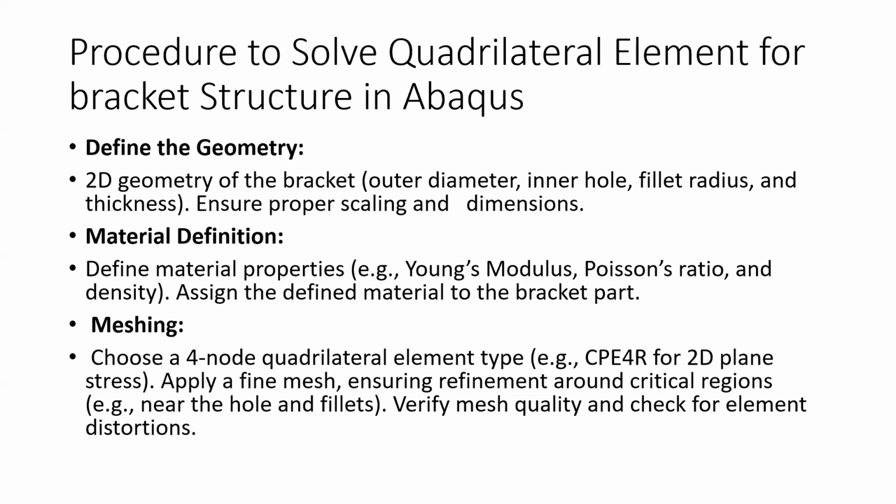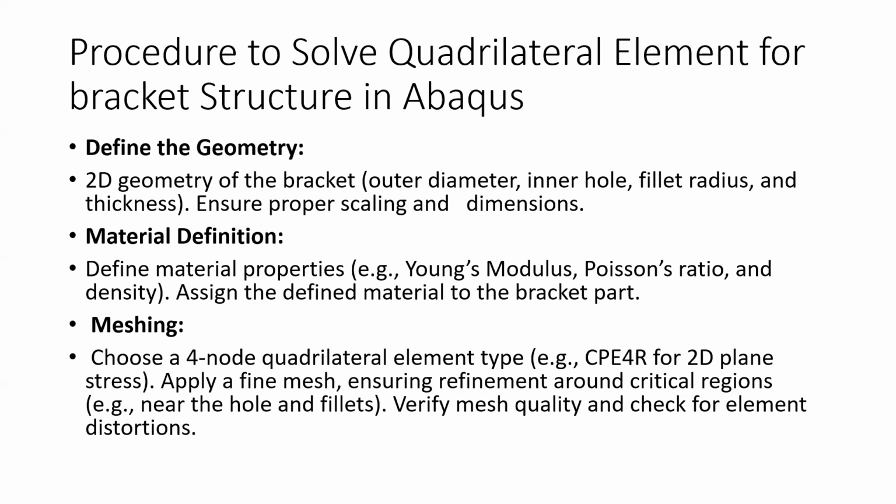Now, the next thing is meshing. Choose a four-node quadrilateral for meshing. Element type, for example, CP4R for 2D plane stress. Apply a fine mesh. Ensure refinement around critical regions, for example, near the hole and fillets. Verify mesh quality and check for element distortions.